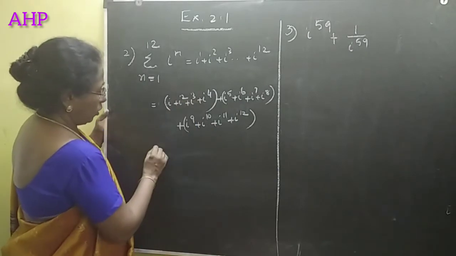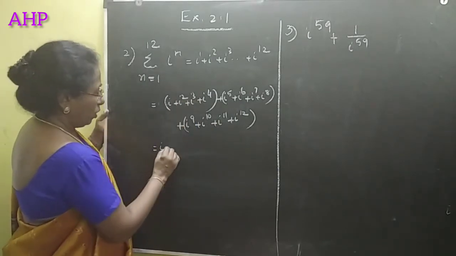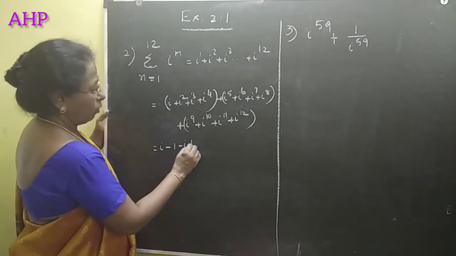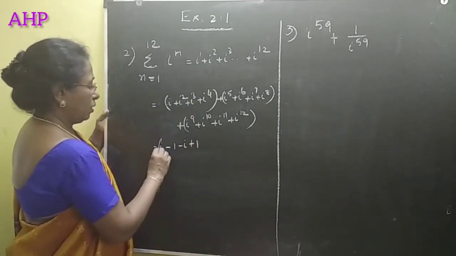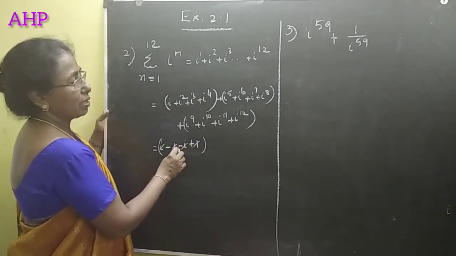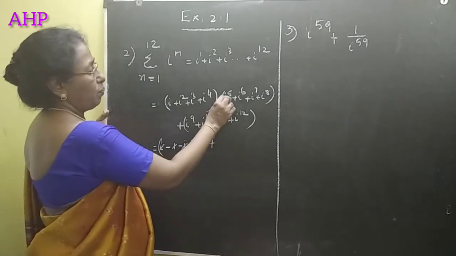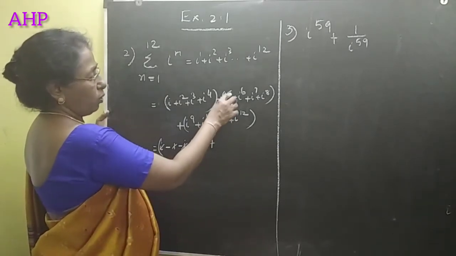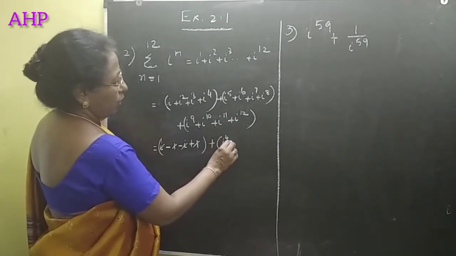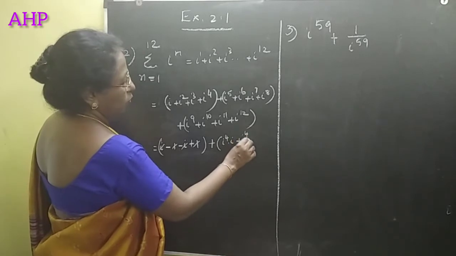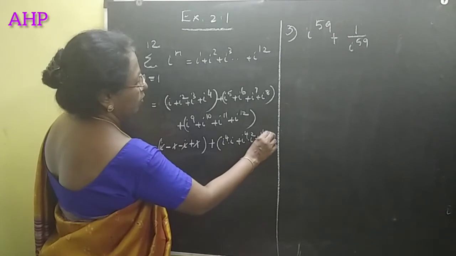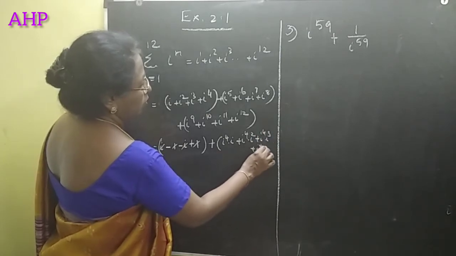See, in this group of 4, the summation: i value is i, i square value is minus 1, i cube value is minus i, i power 4 value is 1. See, minus 1 plus 1 gets cancelled, plus i minus i gets cancelled. In the same way, i power 5, see, i power 4 into i, isn't it? So this will be i power 4 into i plus i power 4 into i square plus i power 4 into i cube plus i power 4 into i power 4.